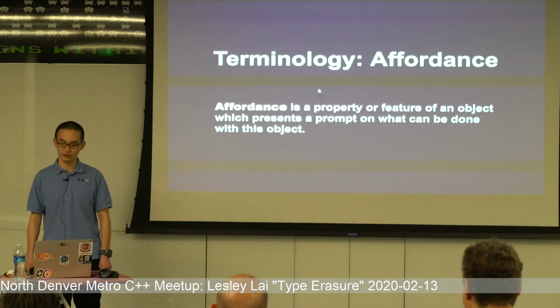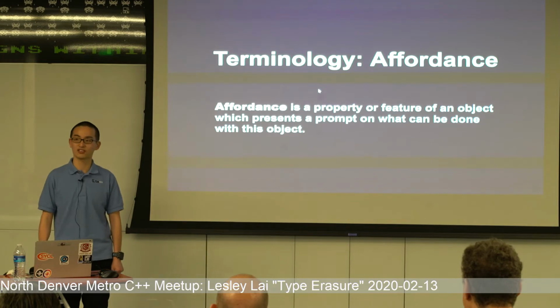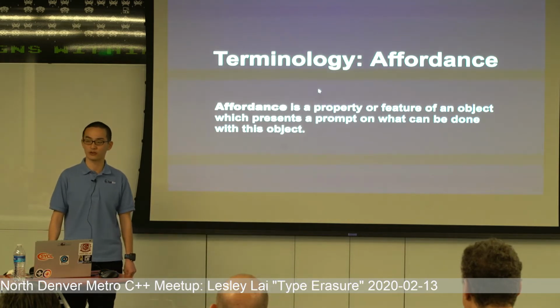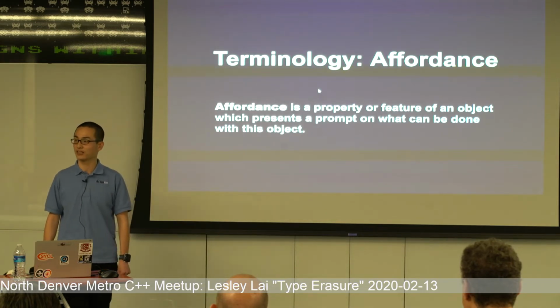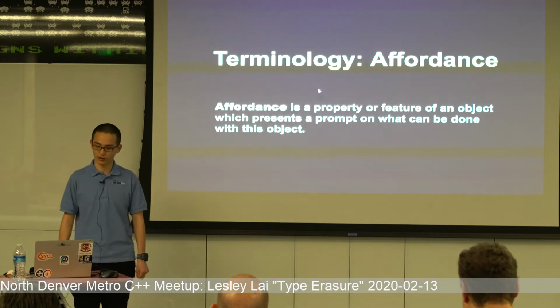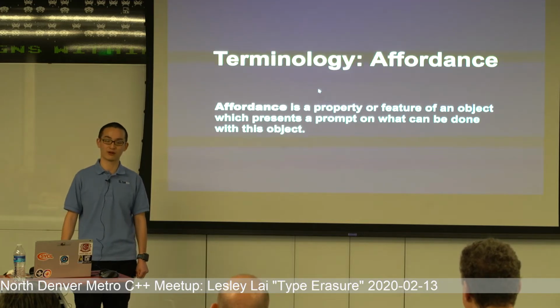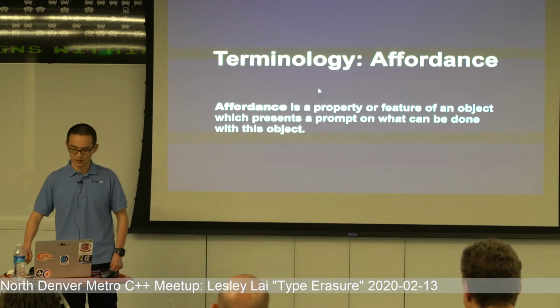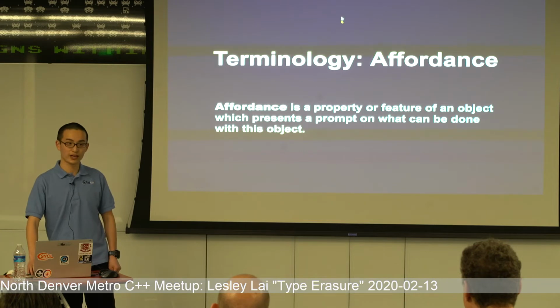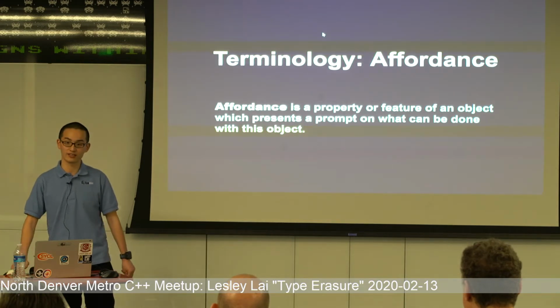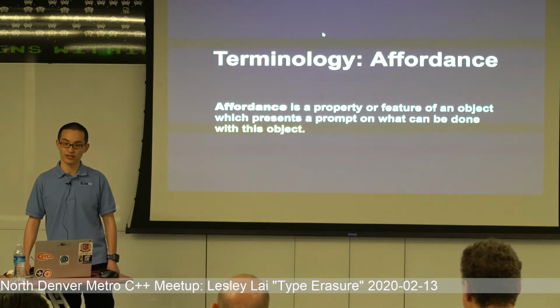So let's talk about a terminology called affordance. Affordance is a term that comes from the UI world. It means a property or feature of an object which presents a prompt on what can be done with this object. So basically the behavior of that object. Because we care about behavior more than the actual data, at least in the cases I will talk about. That's why I will use this term.